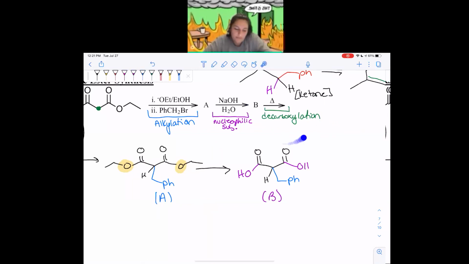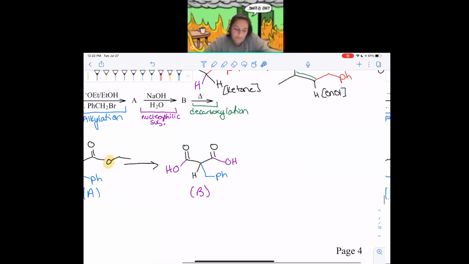In order to do a decarboxylation, you need two carbonyls, check. They need to be beta to each other, check. And at least one of them has to be a carboxylic acid, check. So this can happen between two carboxylic acids, that's fine. In the decarboxylation step, I am going to draw this reaction out step by step because we just covered it for the first time.